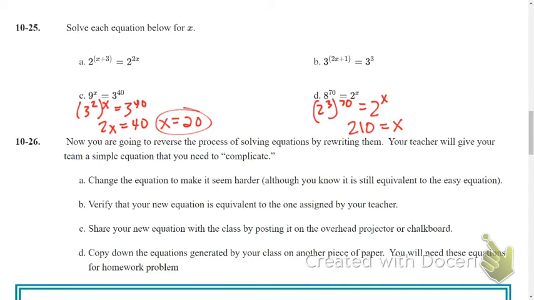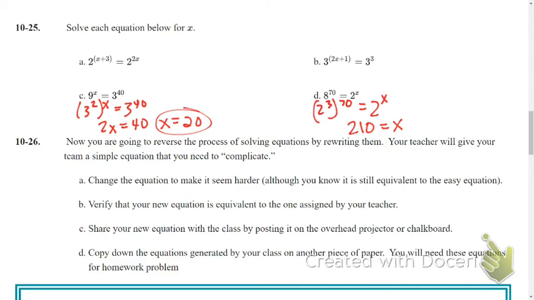Okay, so here are our last 2 problems. For part C, you just change 9 to 3 to the second power, and so therefore you get 2x equals 40, and then x equals 20. For problem D, you change 8 to 2 to the third, so essentially you have 2 raised to the third to the 70th power. 3 times 70 is 210. So you ignore the bases of 2 and you get 210 equals x.